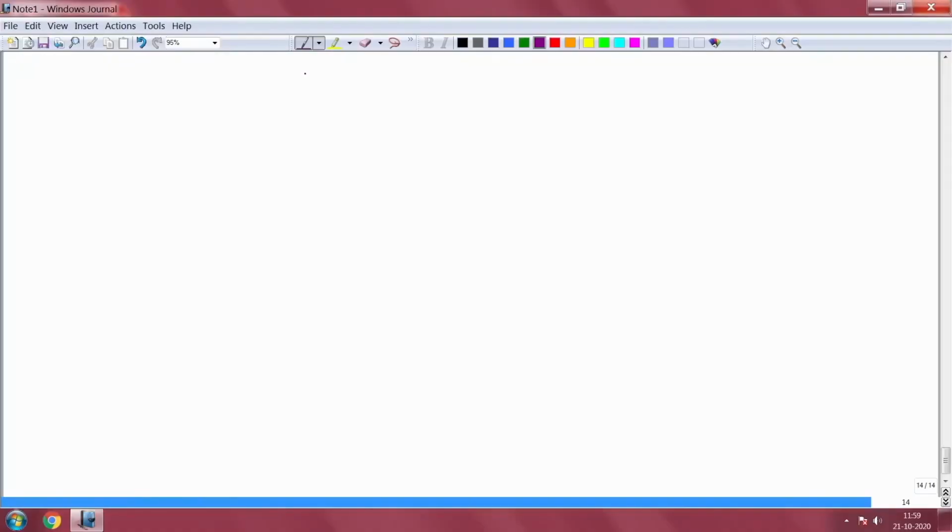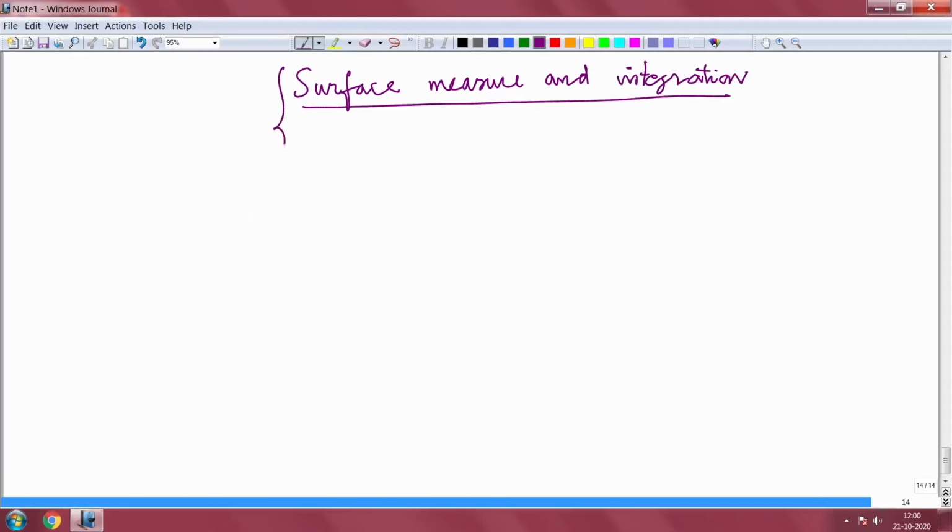Things are a little more delicate. Even to state these theorems is not easy, you need some notions, but our course does not allow us to get into all those details, because that is not our aim of this course. So, we want to tell you about surface measure and surface integration to begin with. These are the two topics we want to discuss, and then the divergence theorems.